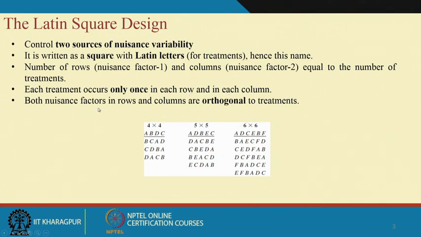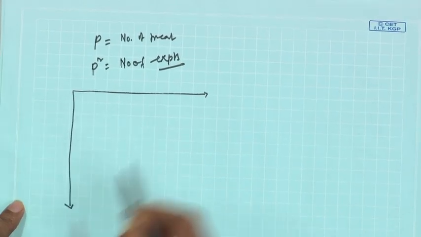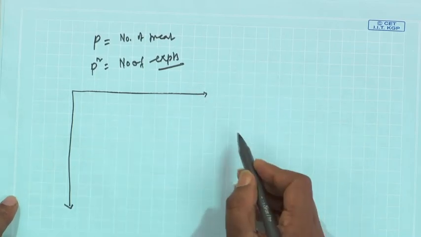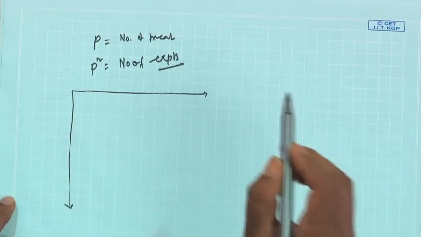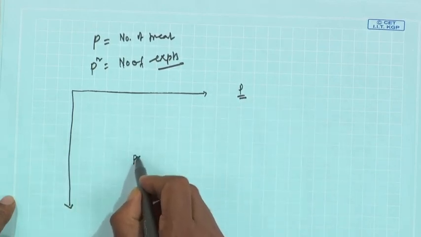Another important thing is that this nuisance factor in rows and columns, they are orthogonal to the treatments. So, that is another important consideration. So, this type of design is known as Latin square design. So, what is Latin square design? Latin square is a square that ultimately controls 2 nuisance factors, and if there are P number of treatments, this will be a P cross P matrix.